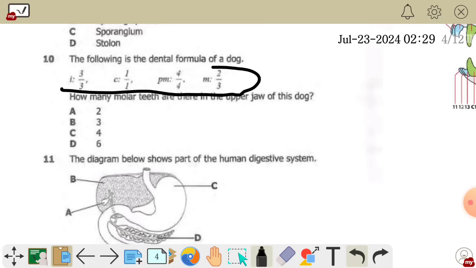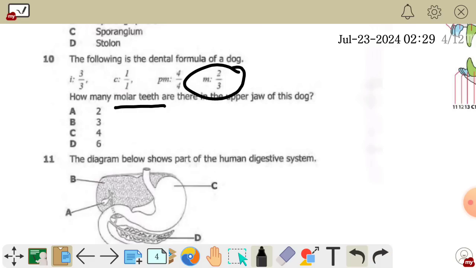So this is a dental formula of a dog. How many molar teeth are there in the upper jaw of this dog? So how many molar teeth? They're talking about those molar teeth there. So how many are there in the upper jaw?